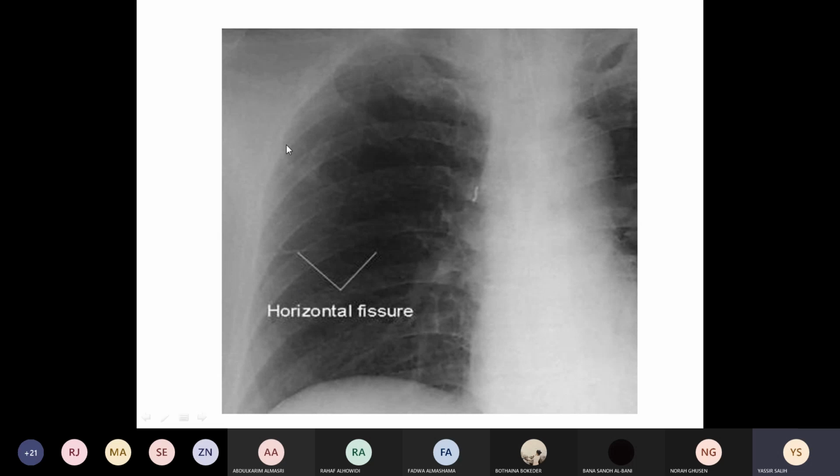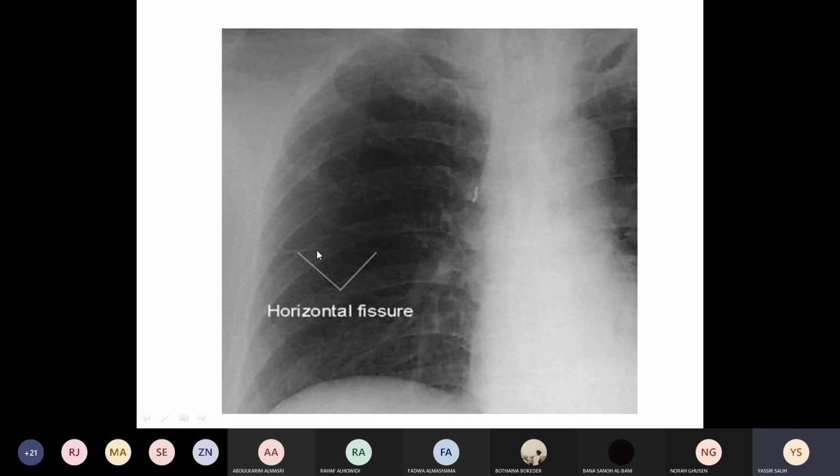This is a frontal chest X-ray, not lateral. If you look carefully, there is a thin horizontal line or opacity running from the hilum to the axilla at the level of this sixth rib. One, two, three, four, five, six. But this is number six. There is a thin line.